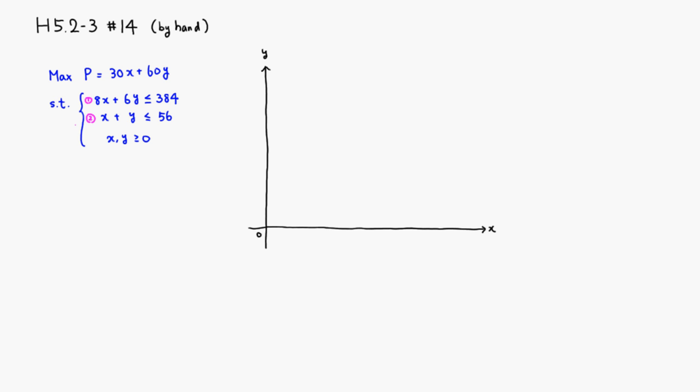For the second constraint, 56 is the x-intercept, and the y-intercept is also 56. That's kind of a big number, so I'm going to put 56 here and 56 there. It's the same number, so it looks the same. I'll put a dot there and a dot there, making sure I go through those two points. This is the second problem constraint.